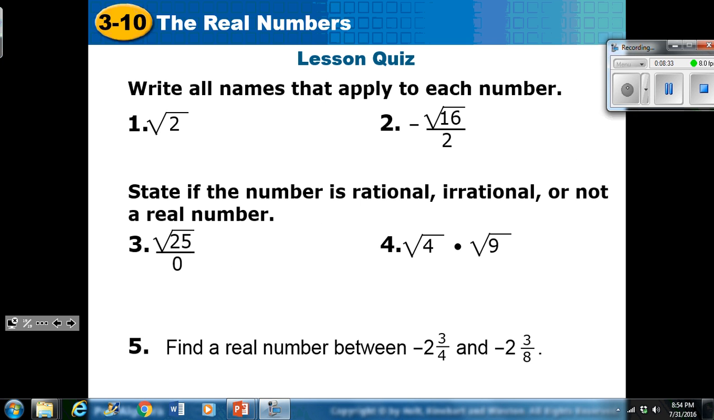Here's a little quiz for you. Go ahead and pause, work the problems, and then turn it back on.